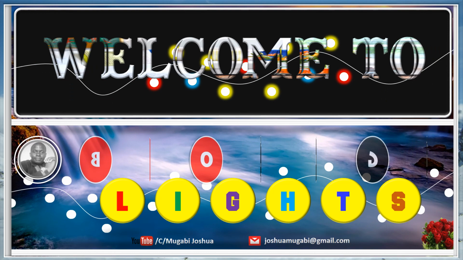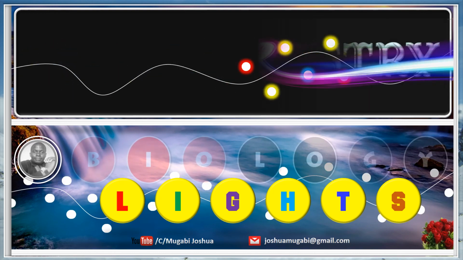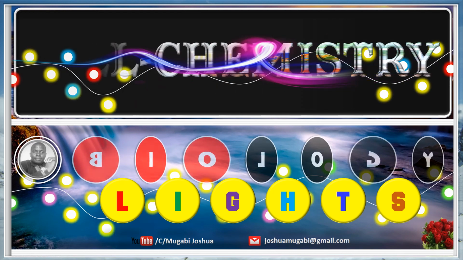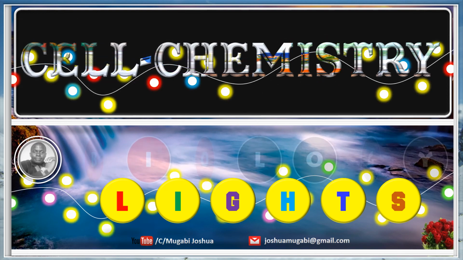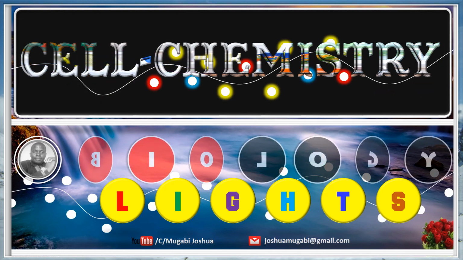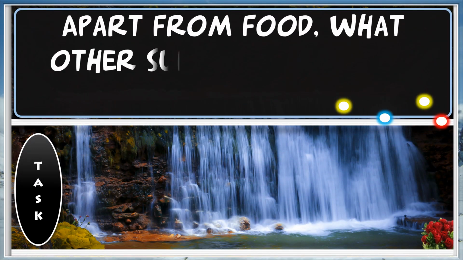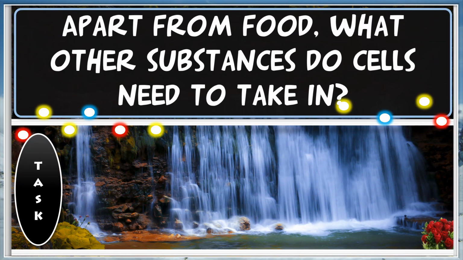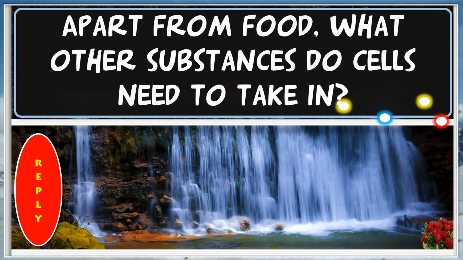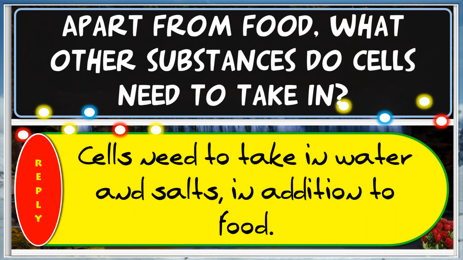And in this session, we are going to look at cell chemistry. Apart from food, what other substances do cells need to take in? Cells need to take in water and salts in addition to food.